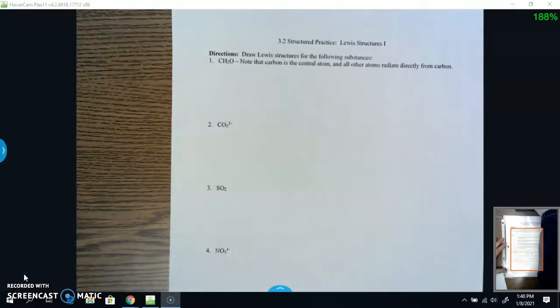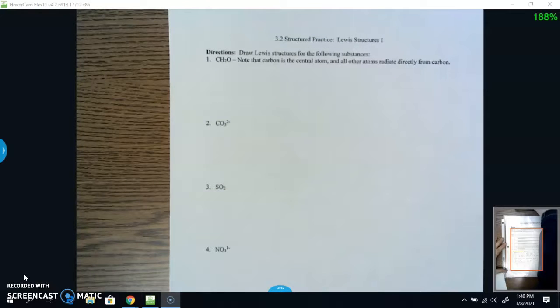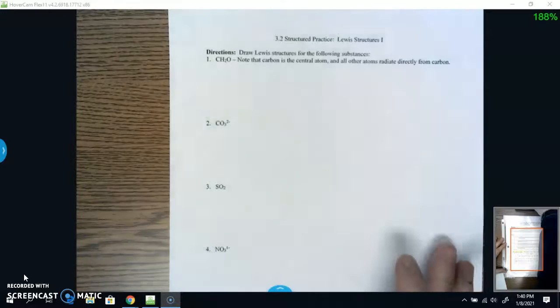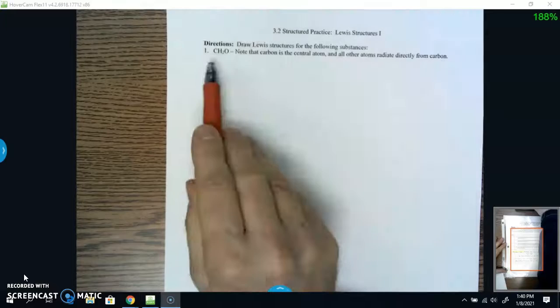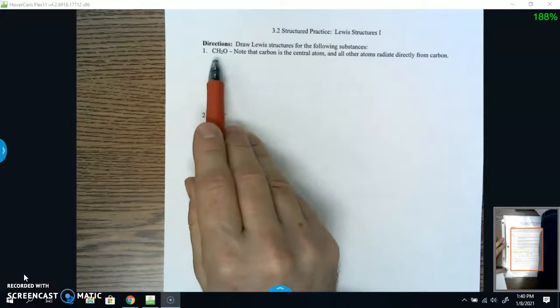We're going to be following the 5 steps for drawing Lewis structures. You should have that sheet out with the 5 steps in front of you. At the beginning, I'm going to go fairly slow to emphasize those 5 steps, but then we'll start to pick up the pace a little bit. This first chemical right here is called formaldehyde. You can see it's got a carbon, 2 hydrogens, and an oxygen.